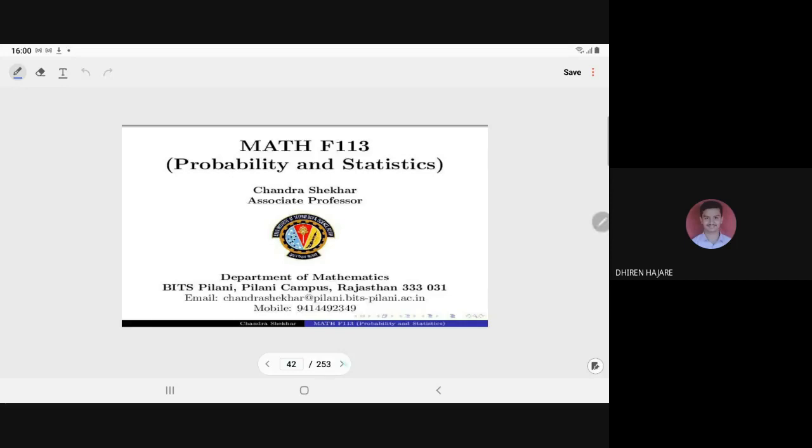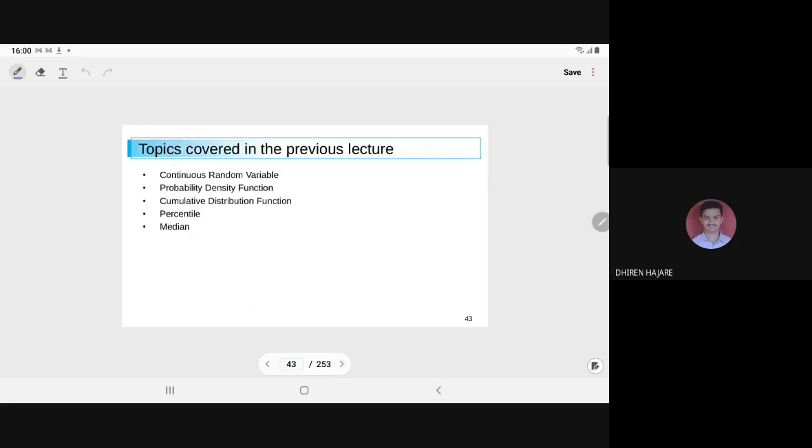So, presently we are doing continuous random variables, and in the last lecture we covered the basics of continuous random variables. Then you know that every random variable is characterized by its PDF and CDF. So here we have covered the probability density function and cumulative distribution function. Thereafter, we learned about the percentile and the median.